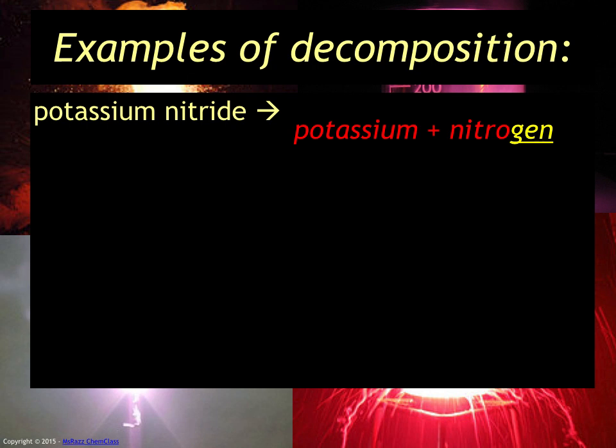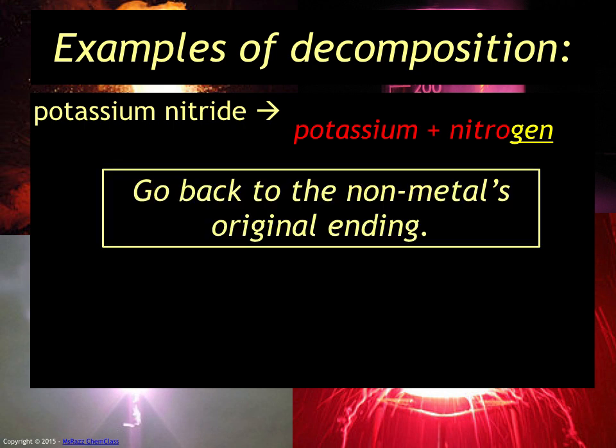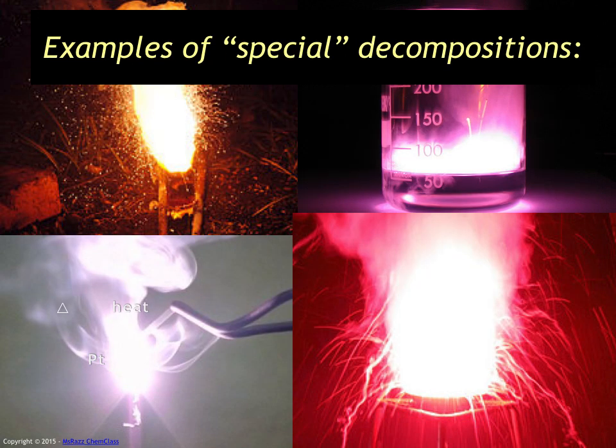So we go opposite from the way we did it before. Nitride is in the compound. We know that once it's in compound form, you add IDE to the end. It was originally nitrogen. So you go back to the nonmetal's original ending. There are a few special decompositions that you just need to memorize.